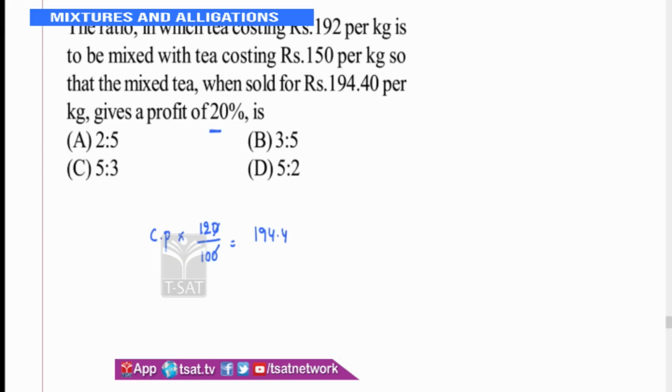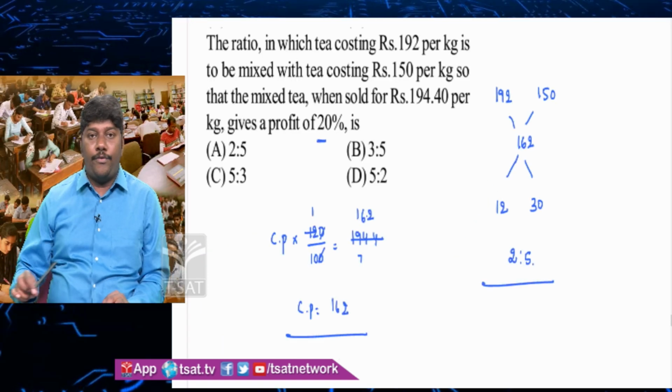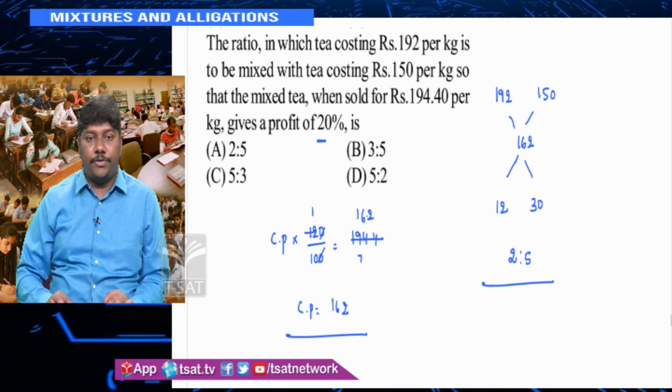The zero cancels anyway. Cancel it in the 12 table: 12 1s, 12 1s, 12 6s, then again 2s. So if the 10 goes, this point also goes, and you want the mixture to cost 162. But what is the first type? It is 192 rupees per kg. Second type is 150. What is the mixture cost? 162. Therefore, the difference here is 12. Difference here is 30. Ratio must be 2:5. You are adding them in the ratio 2:5. So this must be mixed in the ratio 2:5.